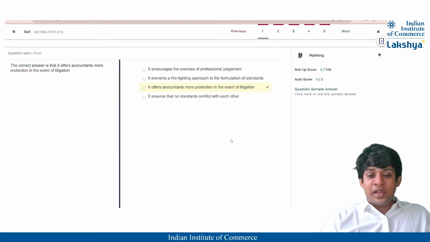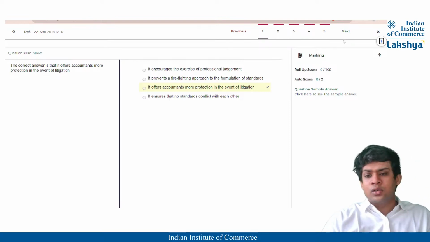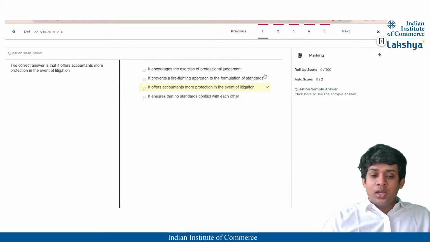So here, this is the interface of the solutions which has been provided to us. You can see question number 1, 2, 3, 4, 5. As you go on clicking next, you will get the solution. In the right hand side, question sample paper, click here to see the sample answer. So as you click here, you will see the sample answer. This is the sample answer given to you.